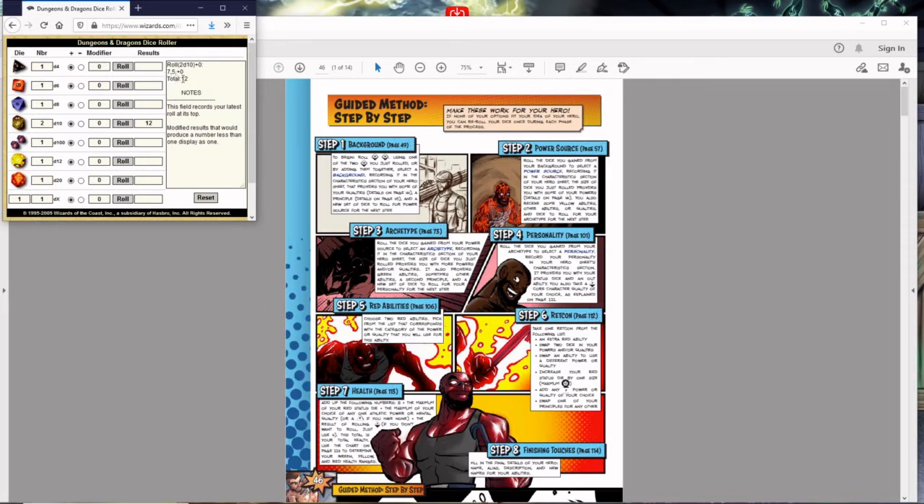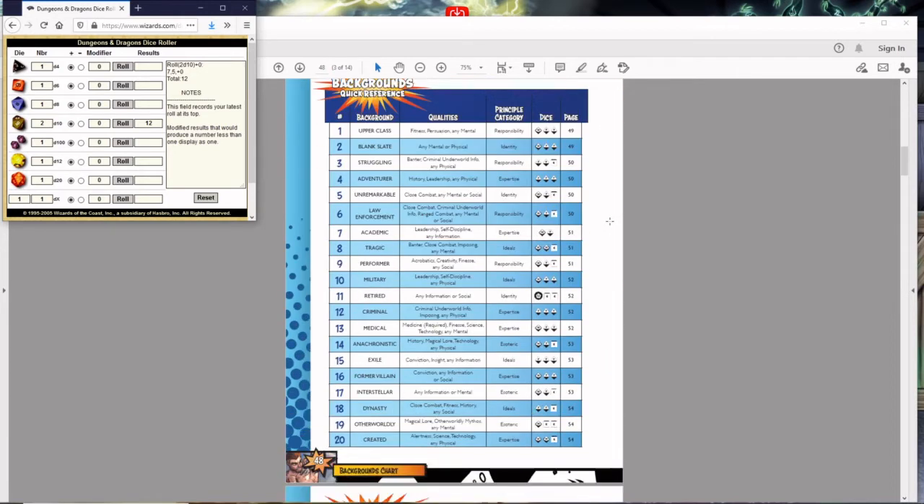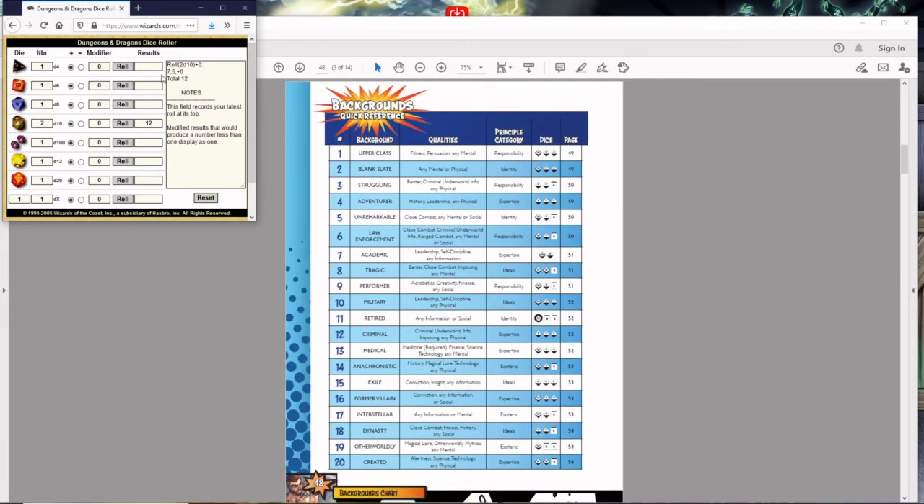So the way you do this is you can choose either one of those or the combination of any two. We only rolled 2 dice, so we don't have a third. If you roll 3 dice, you're going to end up with 6 choices: the 3 individually, die 1 plus die 2, die 2 plus die 3, and die 1 plus die 3. So that's a total of 6 options. In this case, we only rolled 2, so we only have 3 options. And those are unremarkable, academic, and criminal.